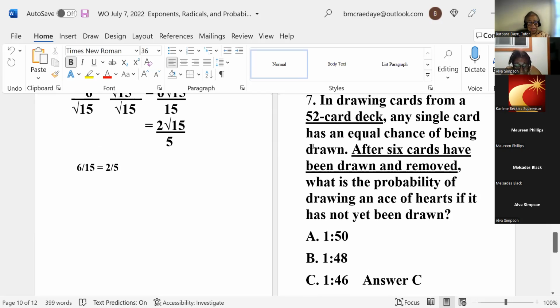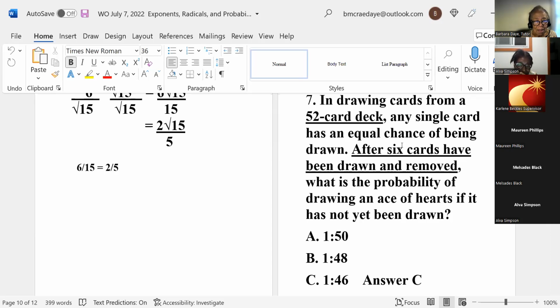And it says the ace of hearts has not yet been drawn. So there's only one ace. So there's only one possibility, possible over total. That's probability. There's only one ace of hearts in a deck of cards.